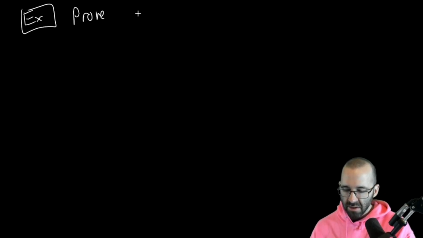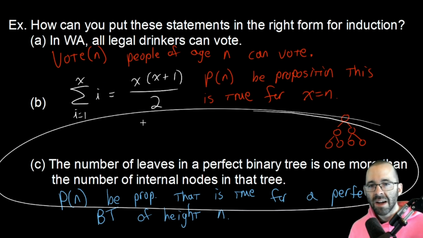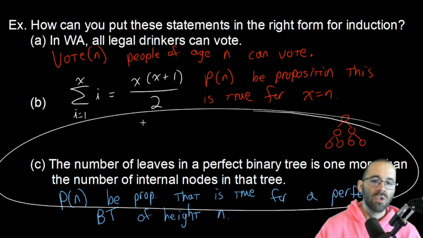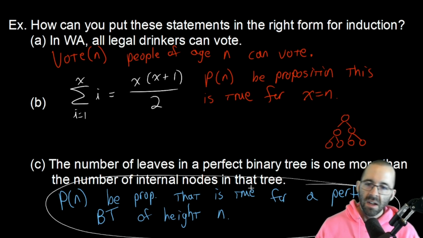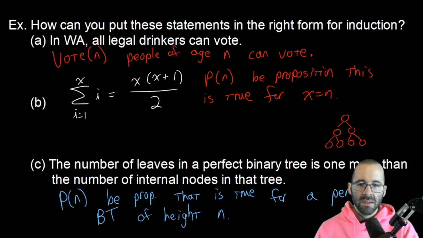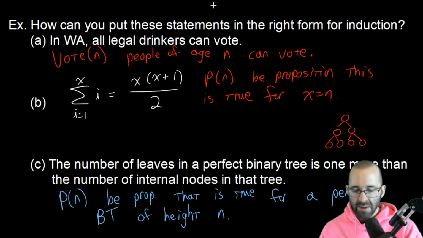So let's look at what this looks like. We're going to do it with a binary tree, just like we did before. We're going to prove C from earlier, the question about binary trees. I'll just show it real quick. The number of leaves in a binary tree is one more than the number of internal nodes in that tree. And luckily for us, we already set it up. We're saying P of n is going to be the proposition that this statement is true for a binary tree of height n.